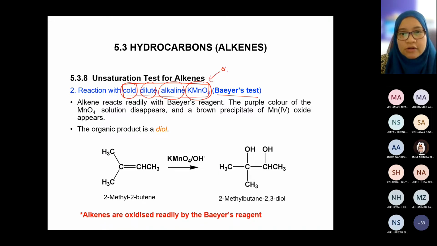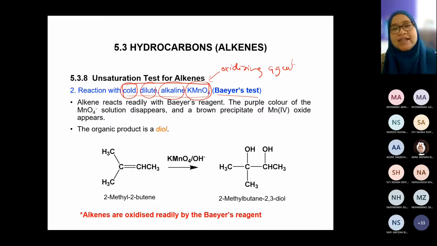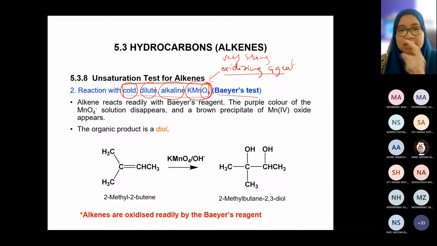This is what we call an oxidizing agent. It is used to oxidize others, so in a way this is redox. As you can see, how many oxygens are there? There are 4 oxygens. This oxygen will be used to oxidize others. That's why it is a very strong oxidizing agent. You oxidize others, but it itself will undergo reduction.